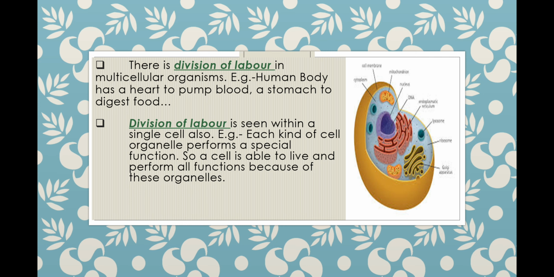Division of labor is also seen within a single cell. Each cell has certain specific components called cell organelles, like lysosomes, mitochondria, etc. Each kind of cell organelle performs a special function, such as making new material in the cell, clearing up the waste material from the cell, and so on.